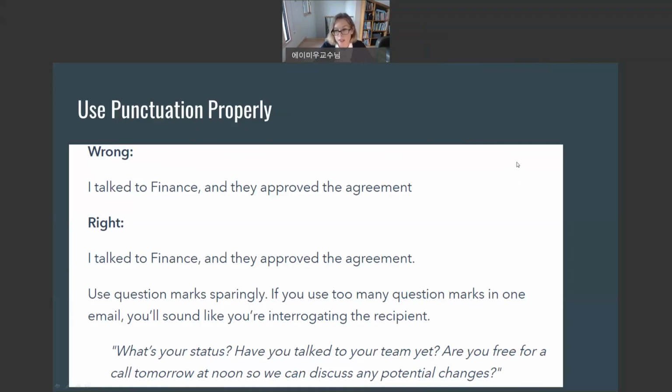Okay, so use question marks sparingly. If you use too many question marks in one email, you'll sound like you're interrogating the recipient. So for example: What's your status? Have you talked to your team yet? Are you free for a call tomorrow at noon so we can discuss any potential changes? That's like 3 questions in a row. It's like too much, right? The recipient's going to be like, ah. So try not to use them too often, especially not in a row.